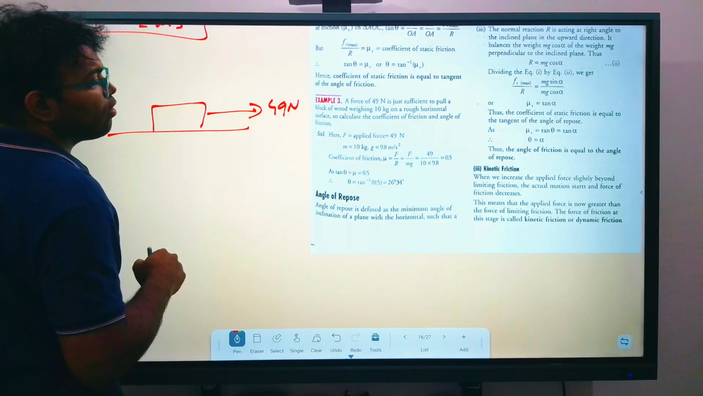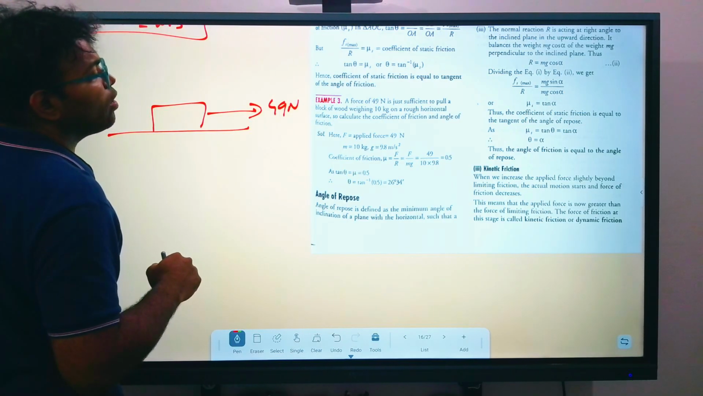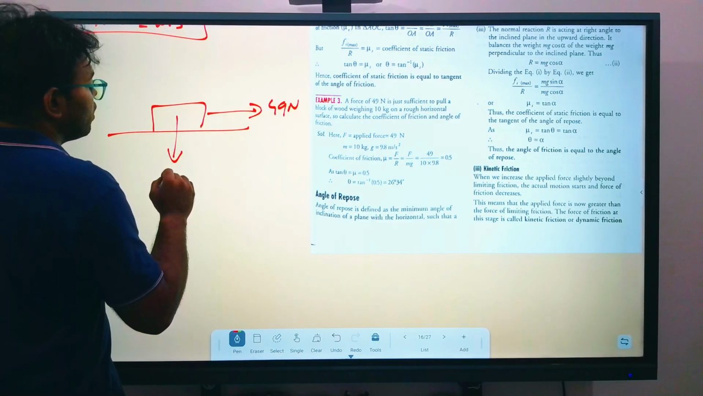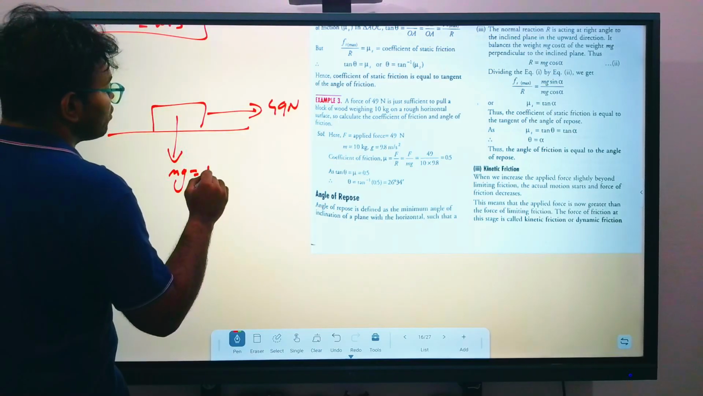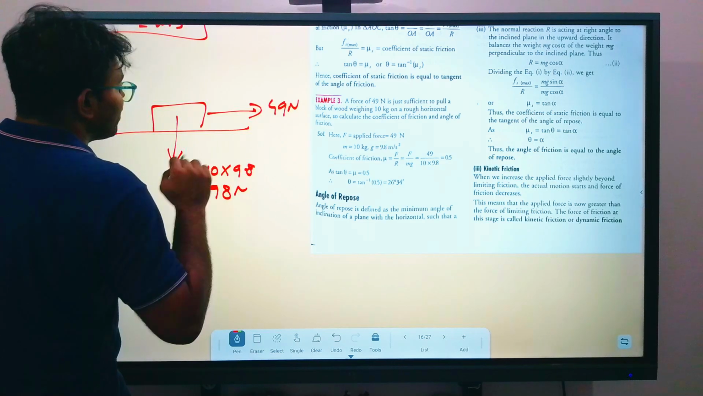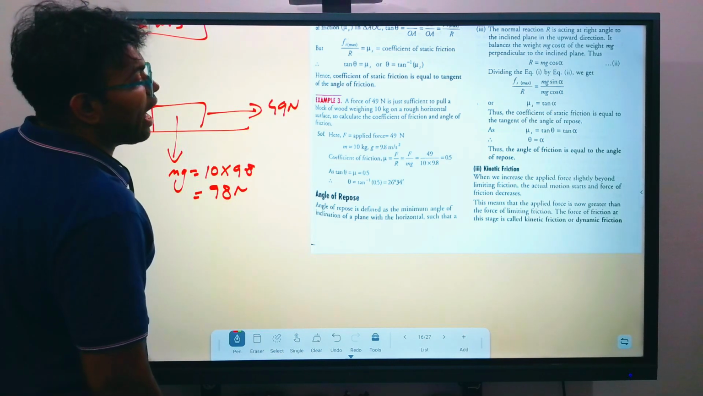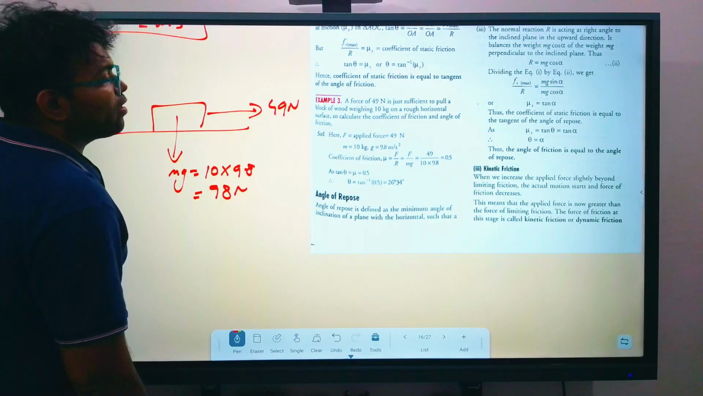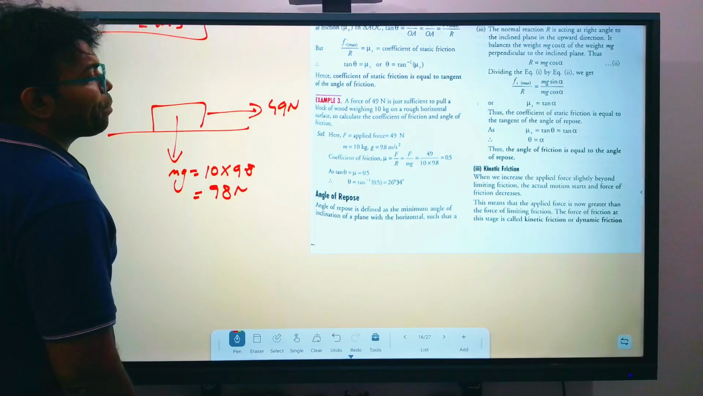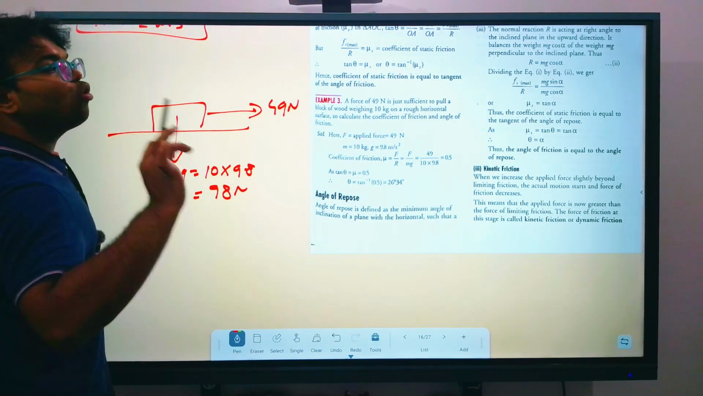So 49 newtons is just sufficient to pull a block of wood weighing 10 kgs. So this will become mg equal to 10 multiplied by 9.8 equal to 98 newtons in this direction. Calculate the coefficient of friction and the angle of friction. So what is the coefficient of friction?